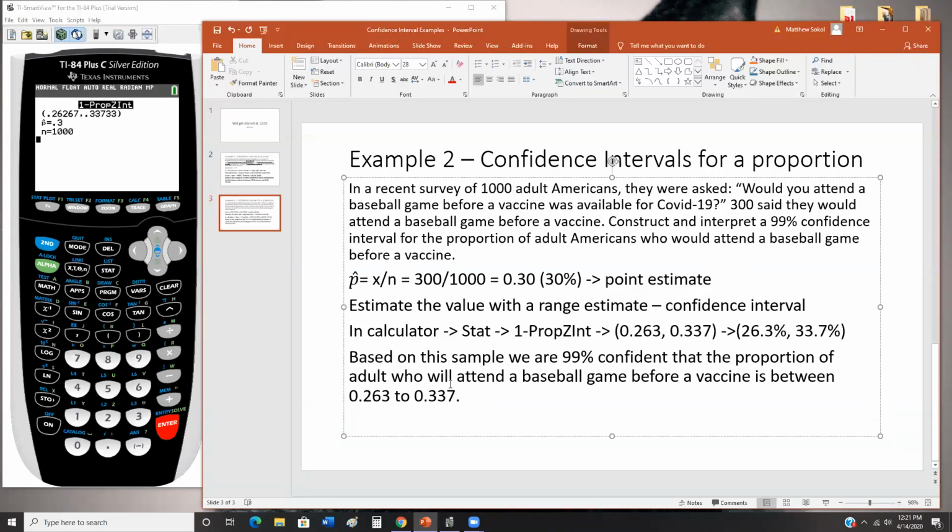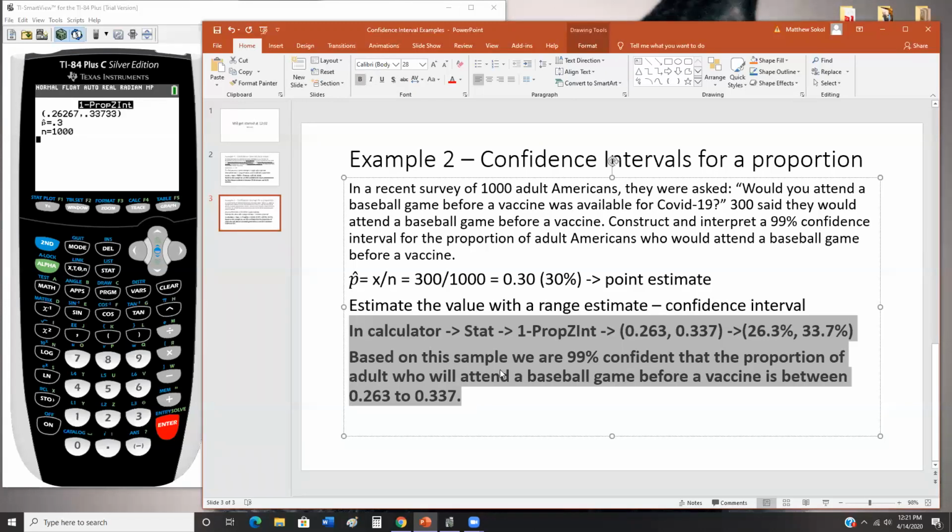So when you go to write this on your quiz next week, I just want to see this right here. Pretty straightforward, at least using the calculator. Calculator's always easier.